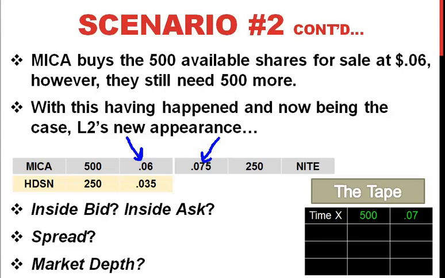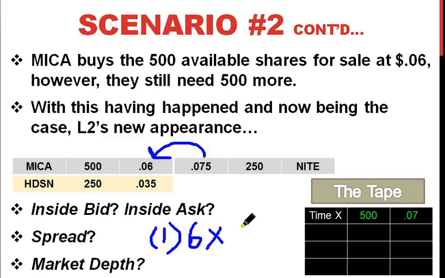Now ask yourself again, get out your calculator, what is the spread? If you said 1.5 cents, perfect. 0.075 minus 0.06 gives you the spread. What is the market depth? The market depth is, so let's write this out here. There is one person that wants to buy at 6 cents. So I'm just going to write 6.